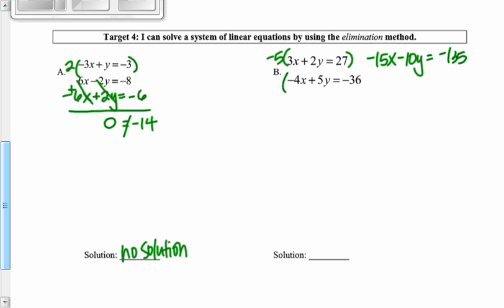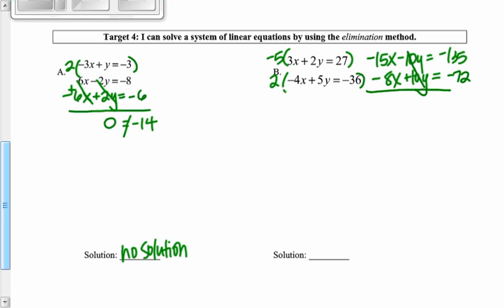And then I'm going to multiply this one by 3. Oh, sorry, by 2. That was my fault. I got 15 stuck in my head for some reason. So if I multiply that bottom equation by 2, that would be a negative 8x plus 10y. So that's a positive 10y, which cancels out with the negative 10y above. And then that would be minus 72.